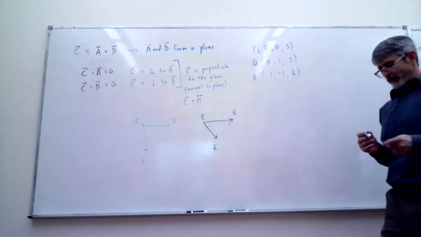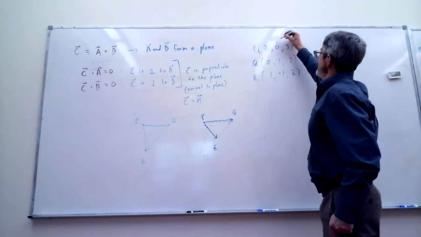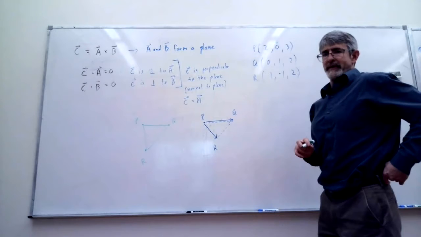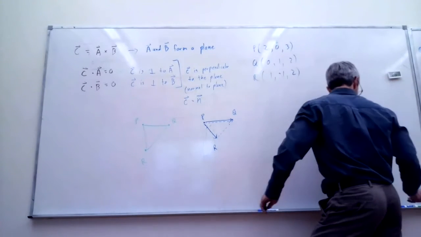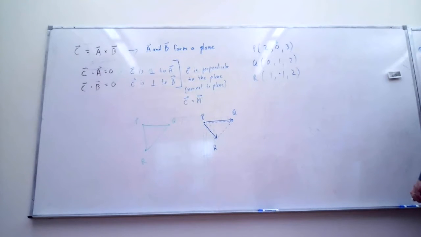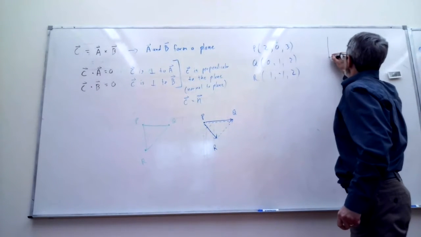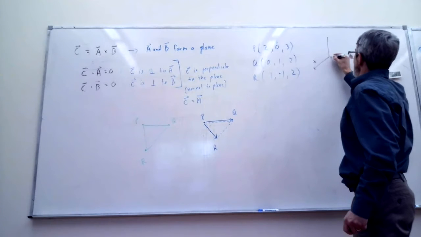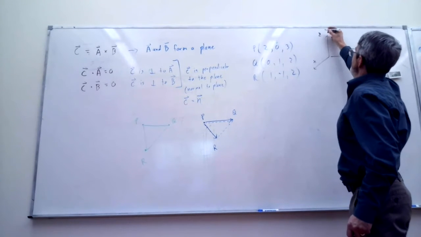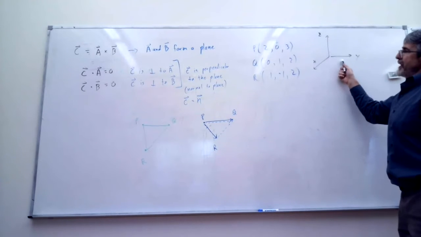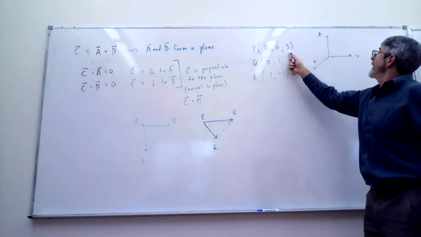Okay. Now there's one thing I want to point out here. You'll notice that P has 0 in the y direction. If it has 0 in the y direction, and I draw the x, y, and z axis like this, it means I'm on the xz plane. Okay?